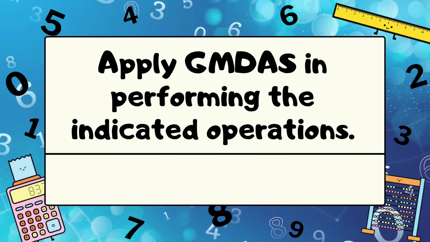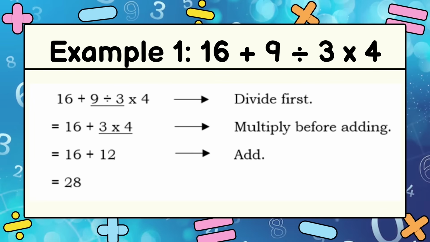Okay, so apply GMDAS in performing the indicated operations. We have here an example: 16 plus 9 divided by 3 multiplied by 4. So what are we going to do first?